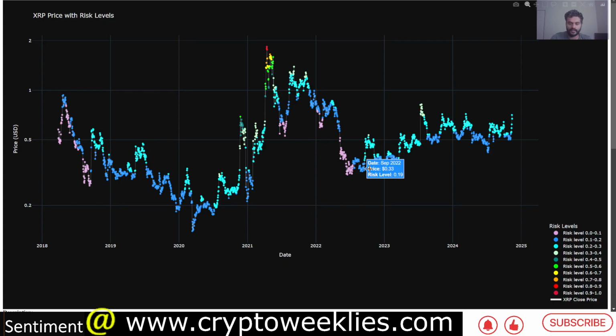The low risk environments are between 0 and 0.1, with 0 to 0.1 being the lowest risk, and 0.9 to 1 color coded in dark red at highest risk.